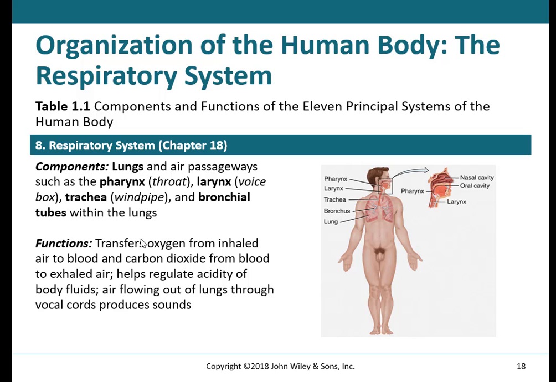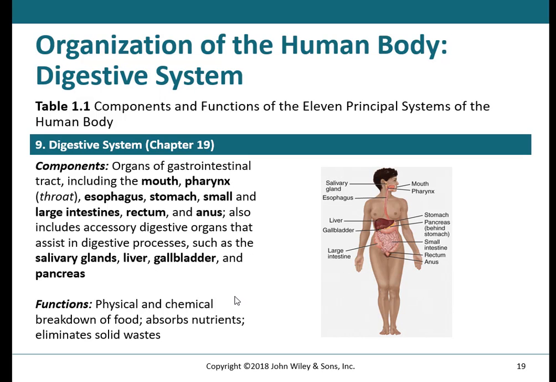And this essentially is getting oxygen into the body so that you can have gas exchange. Oxygen's going to go into the blood and you're going to get rid of carbon dioxide. This is important because the carbon dioxide, if it stays in your body, can join with water to form an acid. So this helps regulate the pH of our body fluids. And then by forcing air through the vocal cords, that allows us to communicate and make sounds.